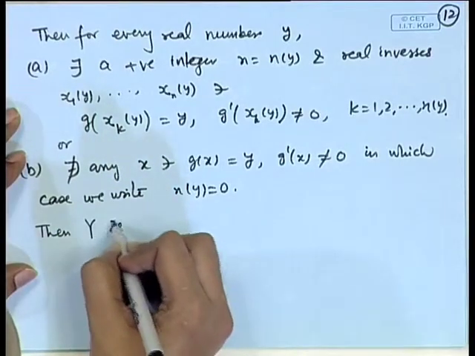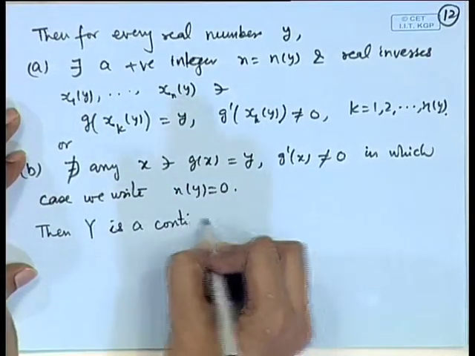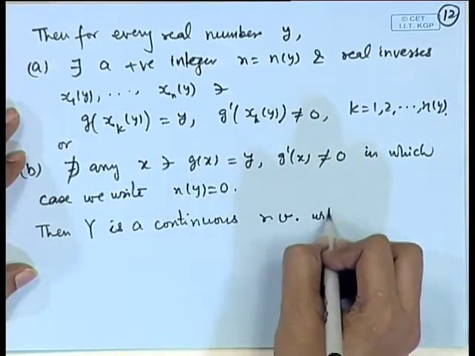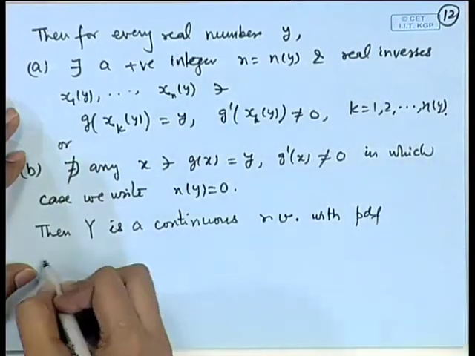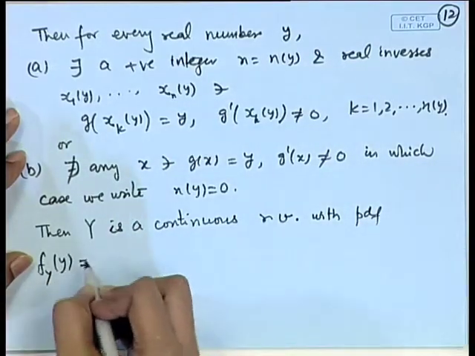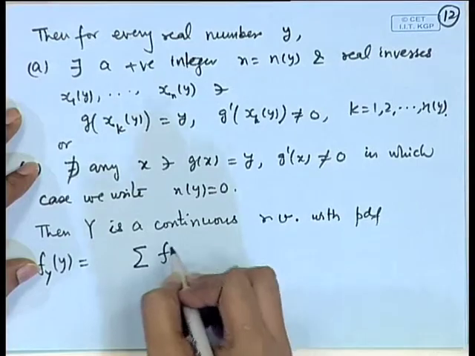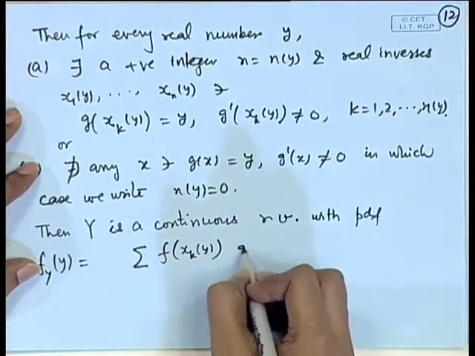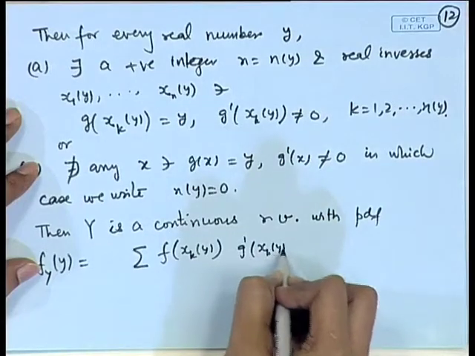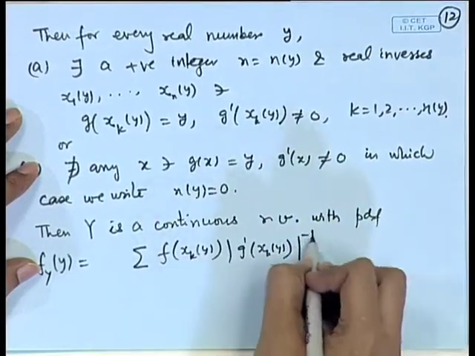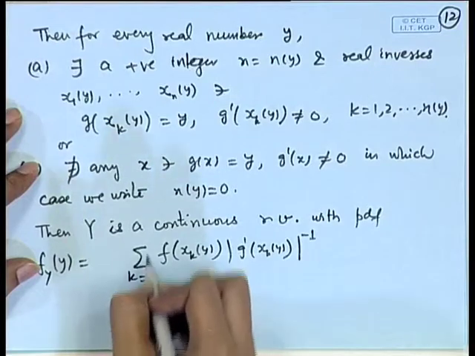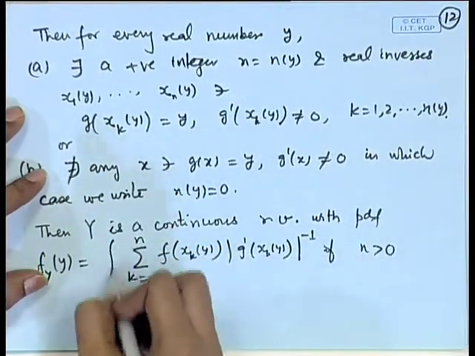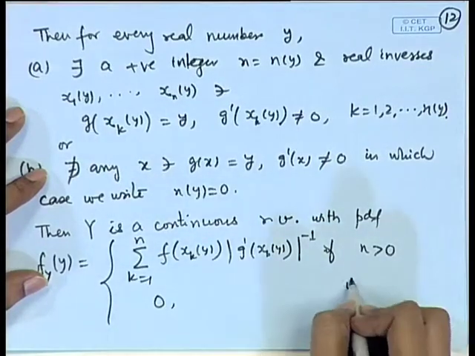Then y is a continuous random variable with PDF given by sigma f of x k y into g prime x k y inverse, k equal to 1 to n. This is if n y is greater than 0, and it is equal to 0 if n y is 0.